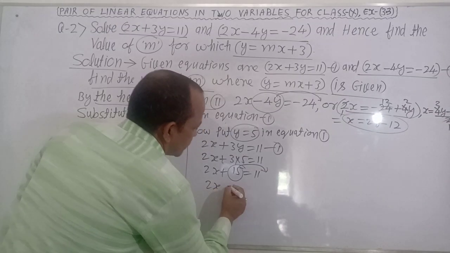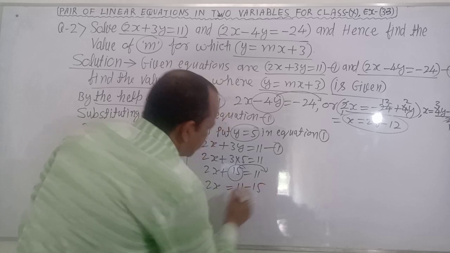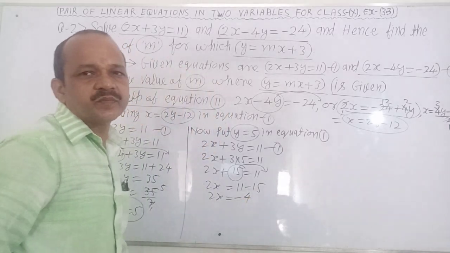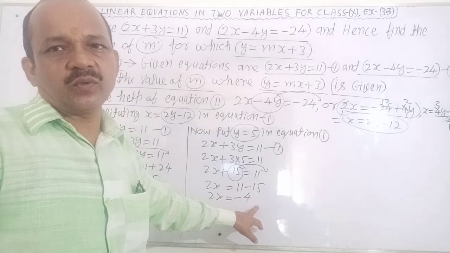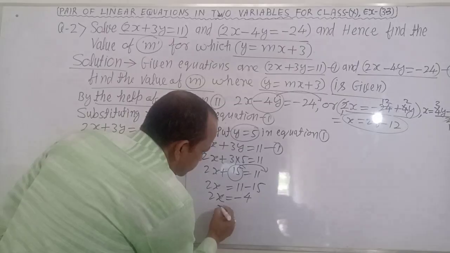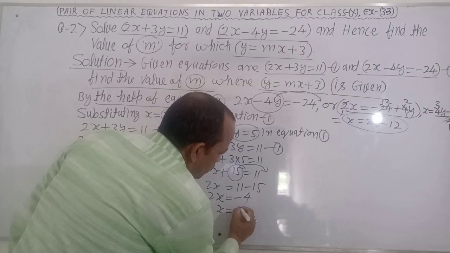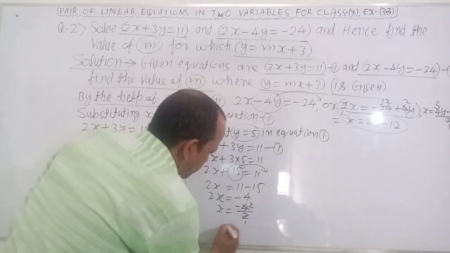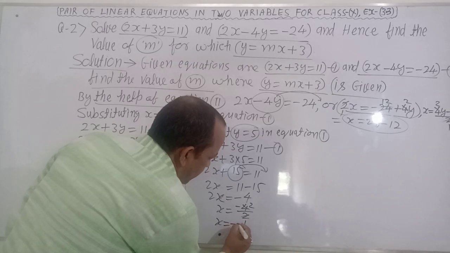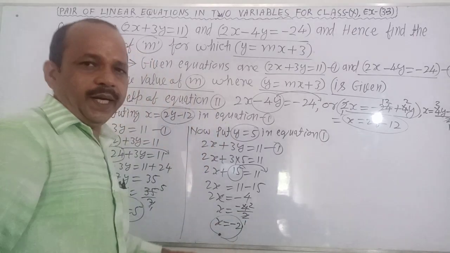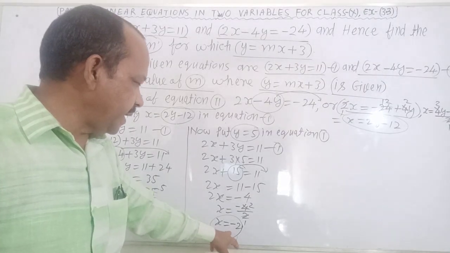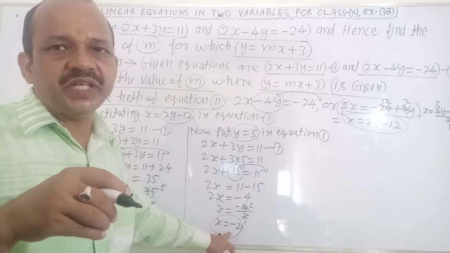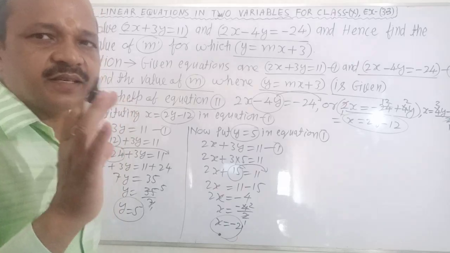2x equal to 11 minus 15. 2x equal to minus 4. You find 2x equal to minus 4. x equal to minus 4 by 2. 2 ones are 2, 2 twos are 4. You find x equal to minus 2. You find y equal to 5 and x equal to minus 2. It is clear? No confusion about it? Very good. It is easy?